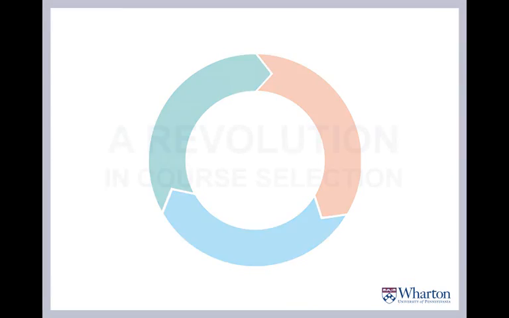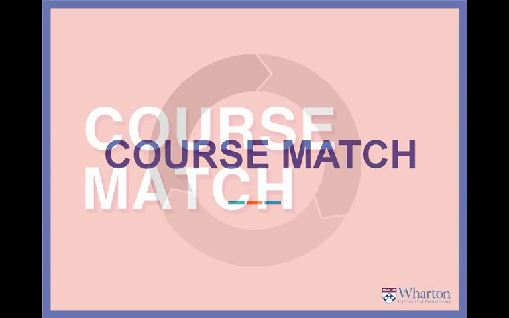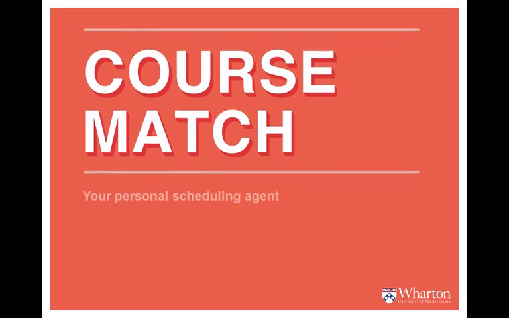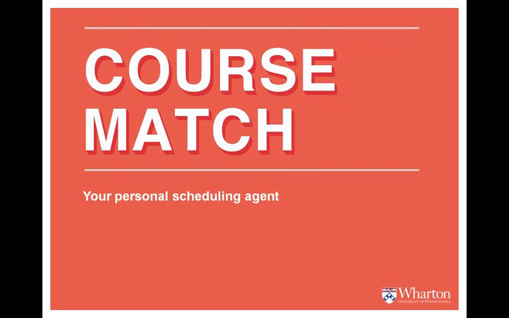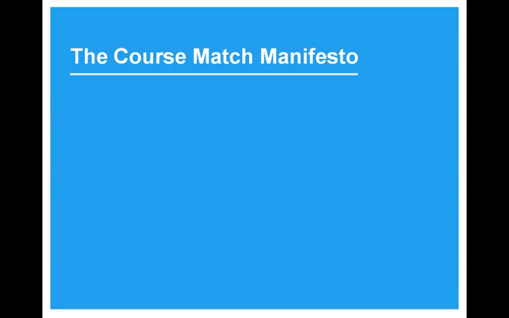Let us introduce you to the most sophisticated, technologically advanced, and revolutionary system for course selection. We call it CourseMatch. Think of CourseMatch as your personal scheduling agent. CourseMatch applies the latest academic theory to optimize students' schedules based on their preferences and course availability. The goal of CourseMatch is simple: maximize your satisfaction with your schedule.